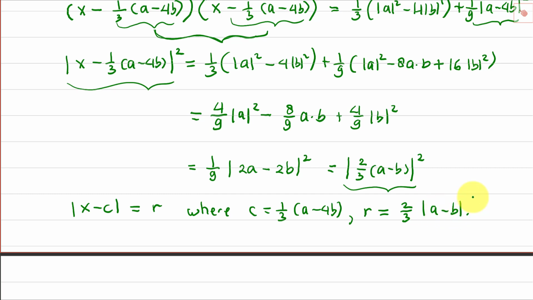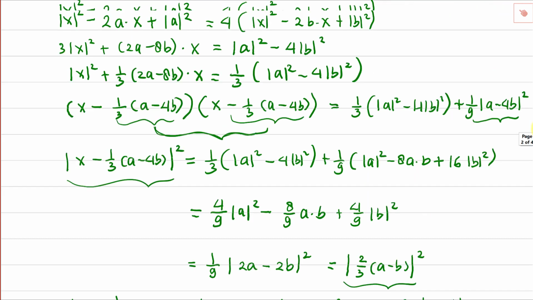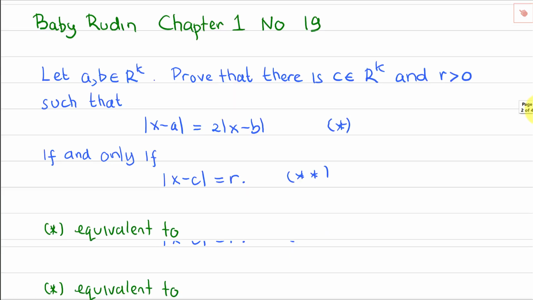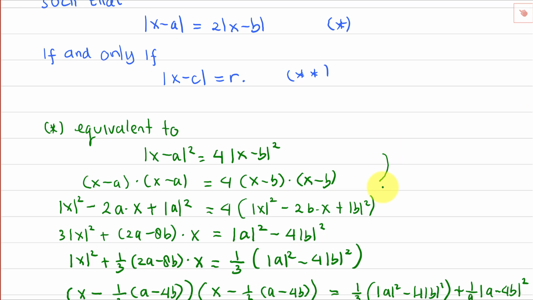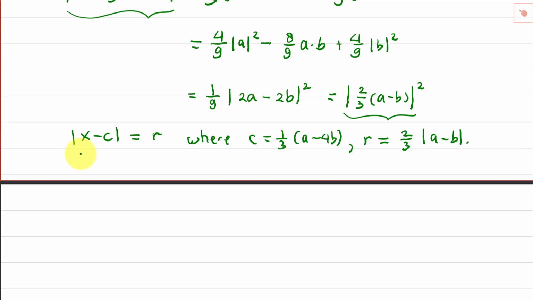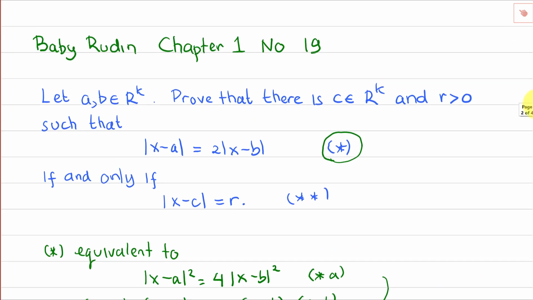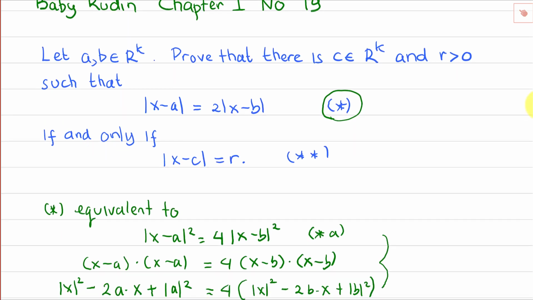Okay, so since each step is equivalent to each other, for example, this step is equivalent to this one. This is equivalent to this one. So each step is equivalent. Then the original one, which is actually this one, star A, probably, because it's a little bit different from the original star, is equivalent to the last equality, this one. So therefore, they are equivalent, and we managed to prove the problem. Okay, so that's all.